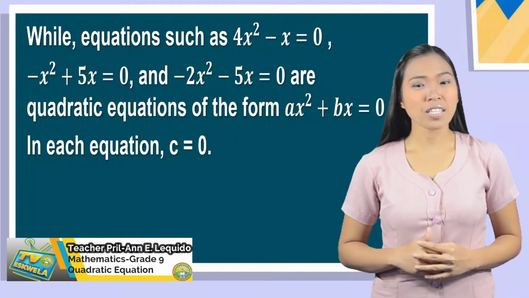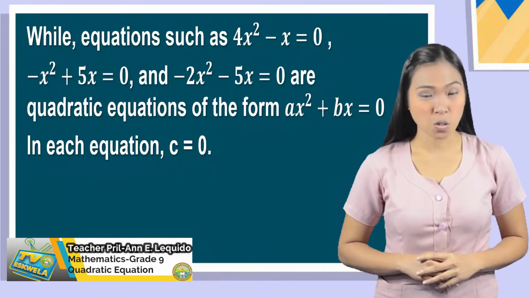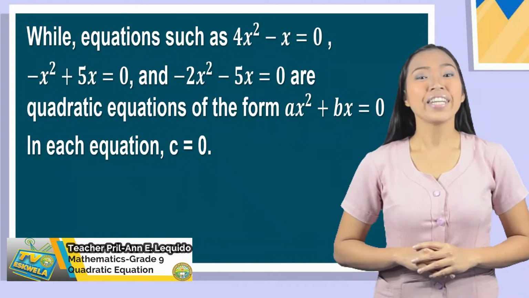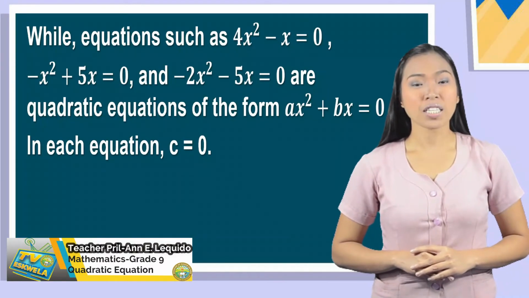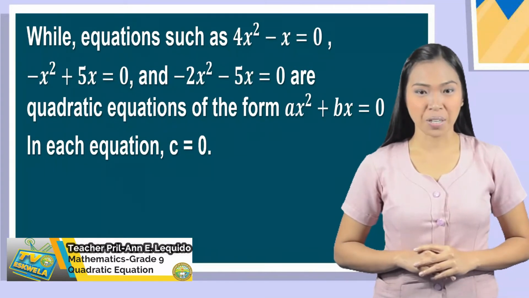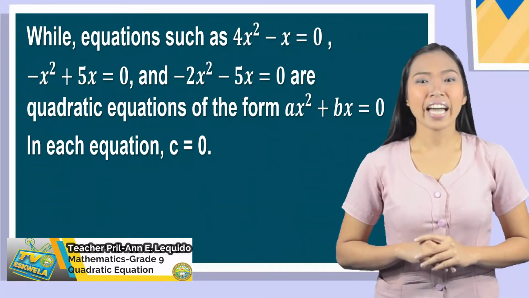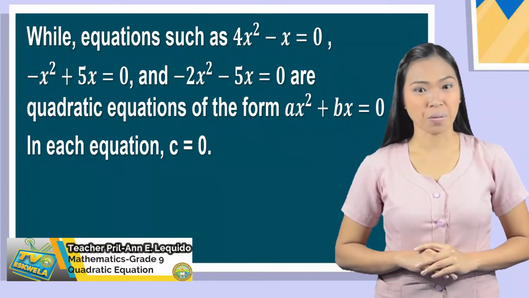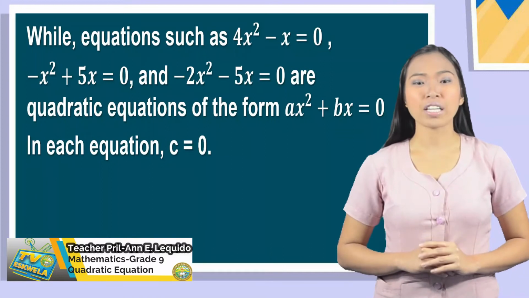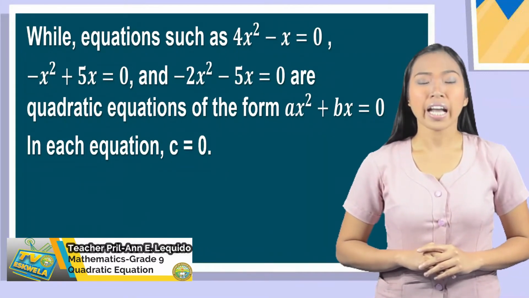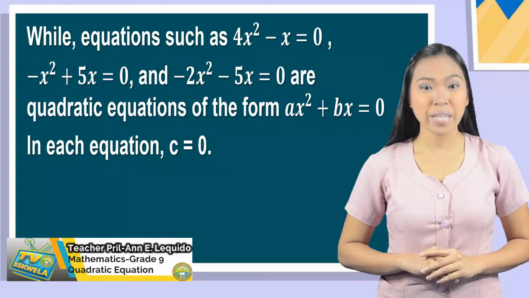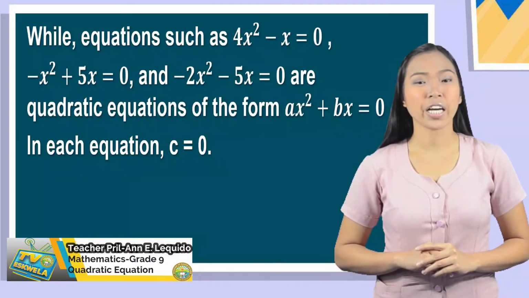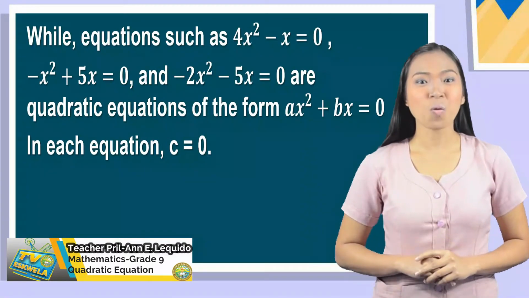While equations such as 4x squared minus x equals 0, negative x squared plus 5x equals 0, and negative 2x squared minus 5x equals 0 are quadratic equations of the form ax squared plus bx equals 0. In each equation, c is equal to 0.